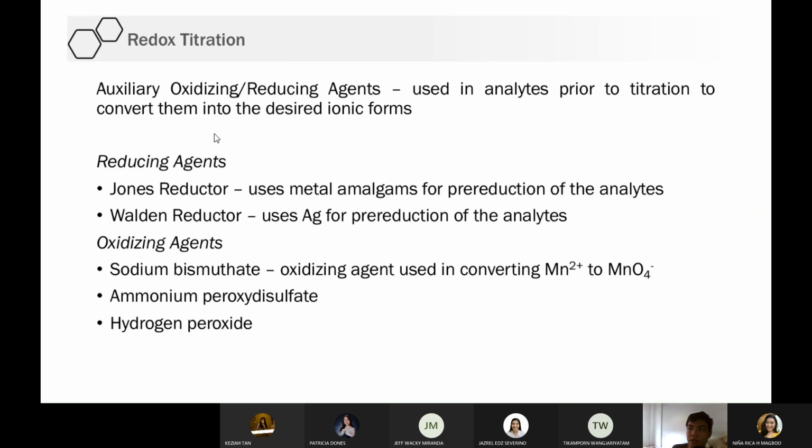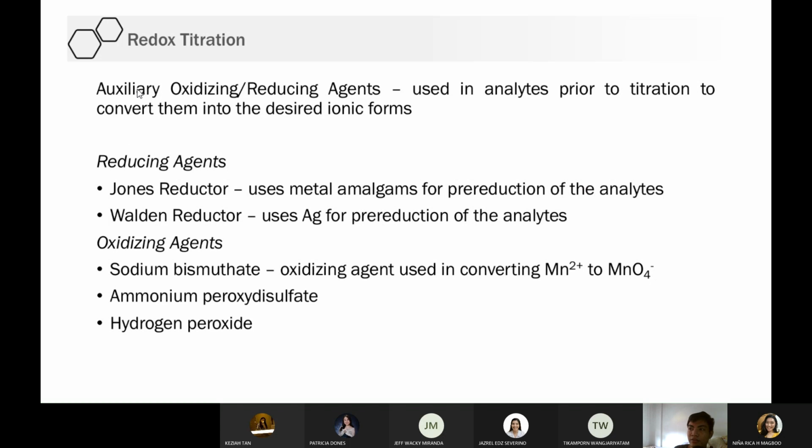Okay, so that means you really have to add auxiliary agents to prevent that from happening. Again, air is actually a good oxidizer. That's why our metals rust in the presence of air and water. So to prevent that from happening, we add these chemicals.